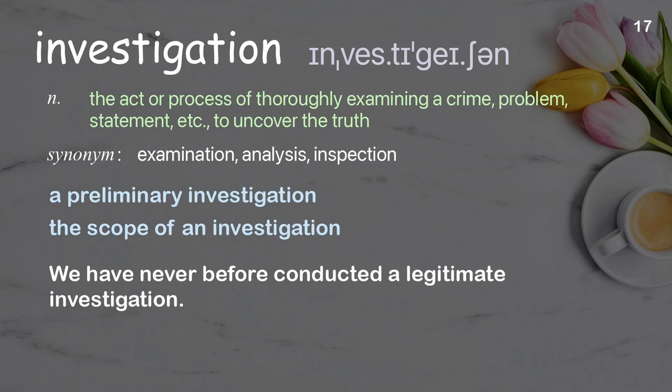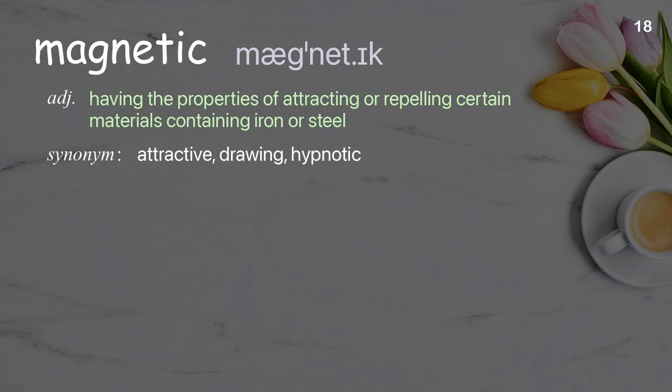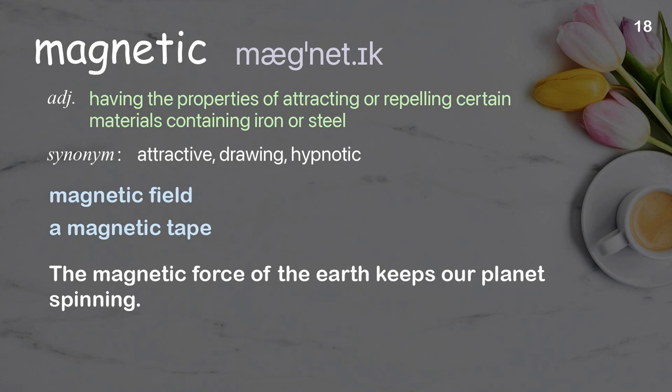Magnetic. Having the properties of attracting or repelling certain materials containing iron or steel. Examples. Magnetic field. A magnetic tape. The magnetic force of the Earth keeps our planet spinning.